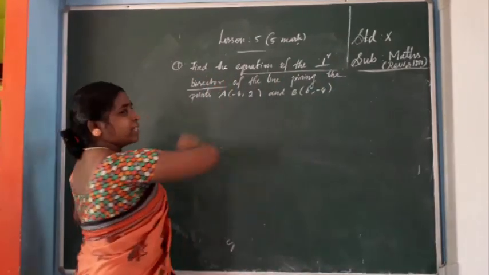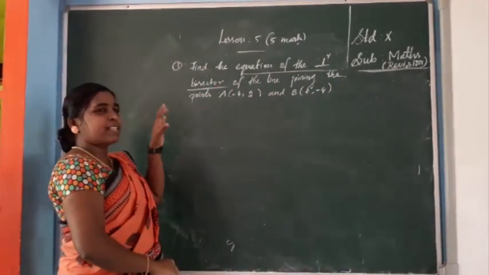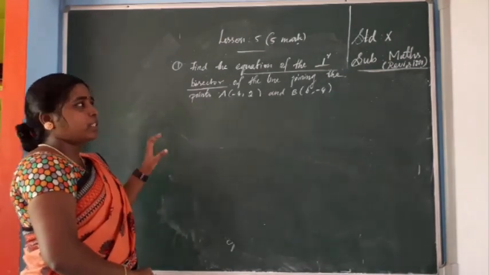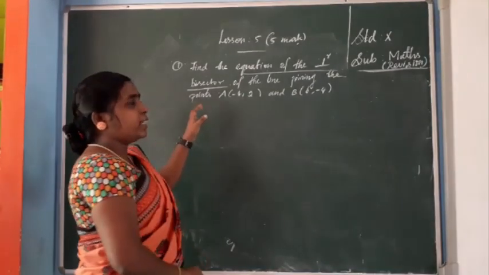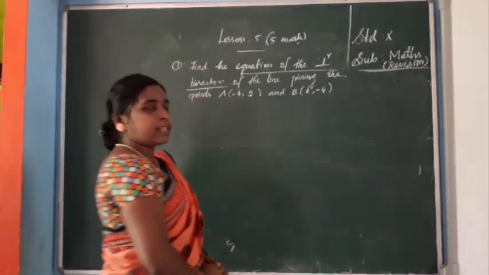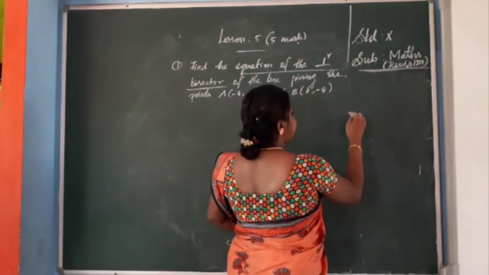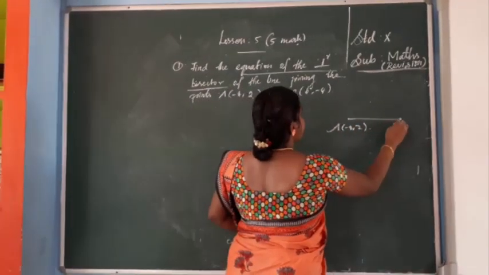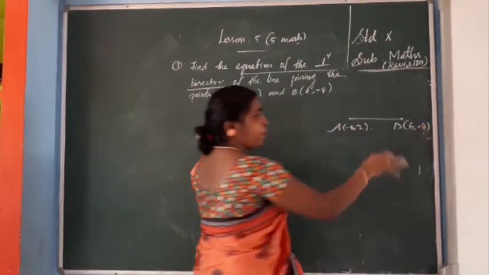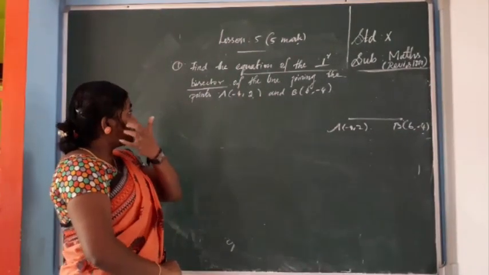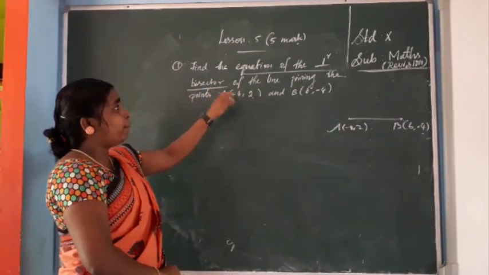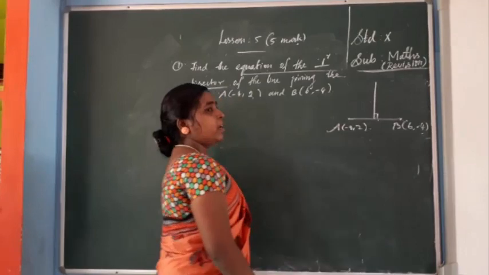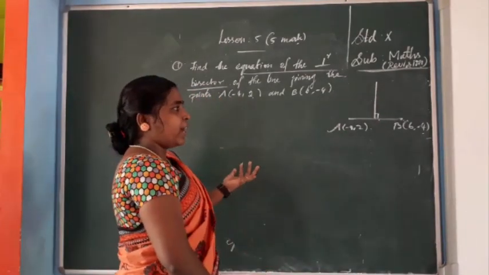Equation of the perpendicular bisector. First you have to read the question. What is given? What do we want to find? What formula can we use? What are the steps we have to do? That is important. The line joins two points: A is (-4, 2) and B is (6, -4). We want to find the equation of the perpendicular bisector of that line. For the perpendicular bisector, we don't know any point value or slope.